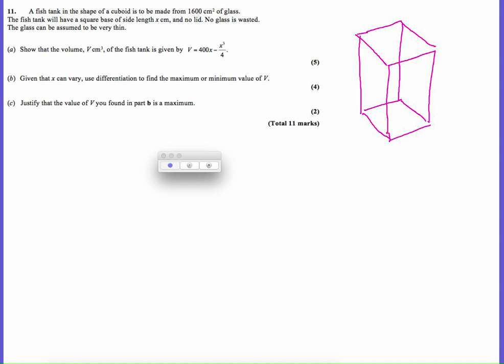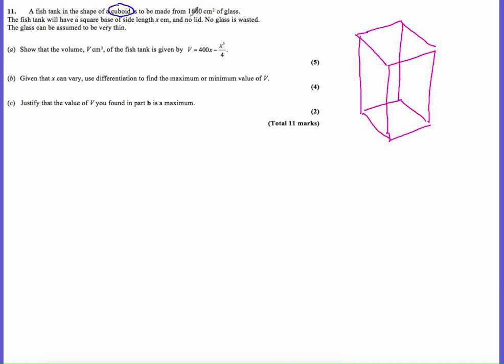Okay, so differentiation in context. We've got a real life shape and we've got some information about that shape. So before we even think about the question, let's just see what we can write down about the shape. Cuboid. So cuboid I know means it is not a cube. The 3 dimensions could be different.